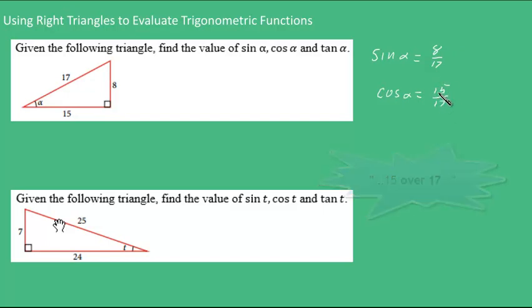You can use a calculator to get these in decimal form. The tangent of the angle is going to be the opposite over the adjacent. So that's going to be 8 over 15.